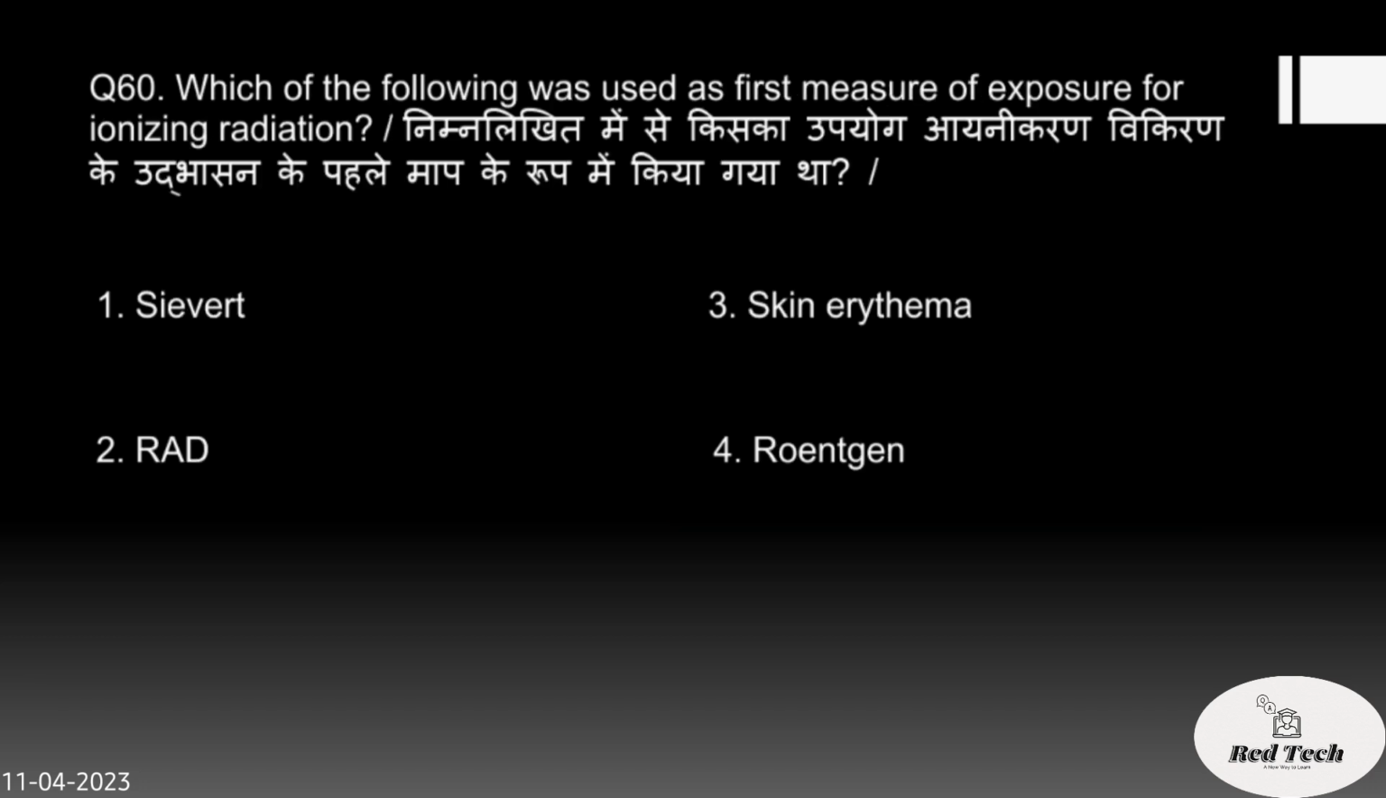Question number 60. Which of the following was used as the first measure of exposure for ionizing radiation? Option 1 is sievert, option 2 is rad, option 3 is skin erythema, and option 4 is roentgen. So which was the first to measure exposure? The right answer is option number 3, skin erythema.